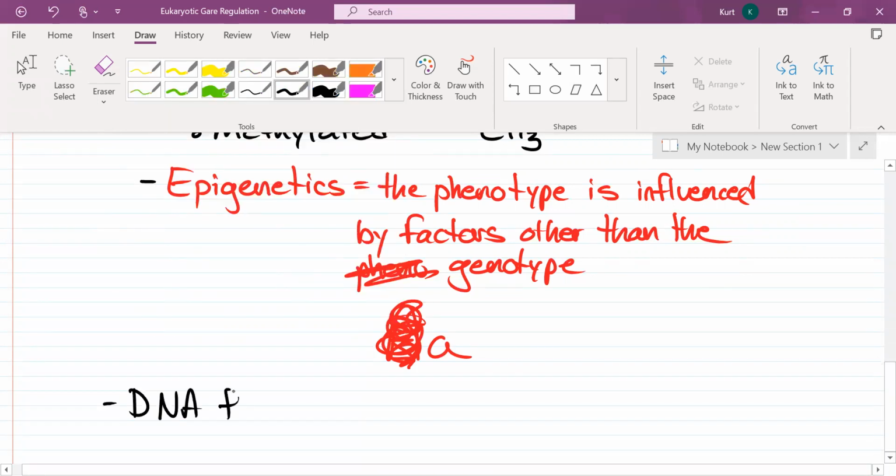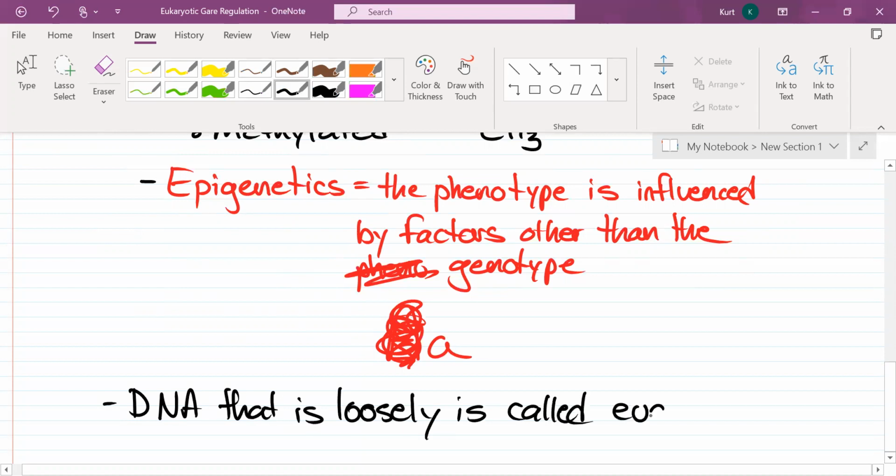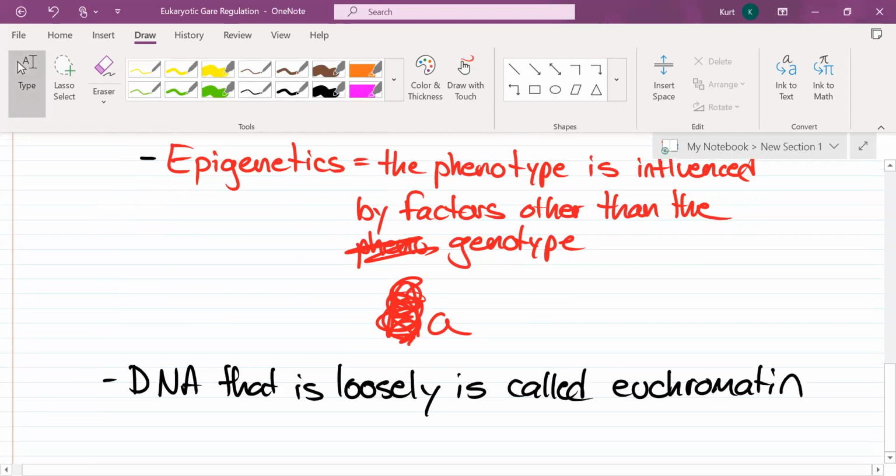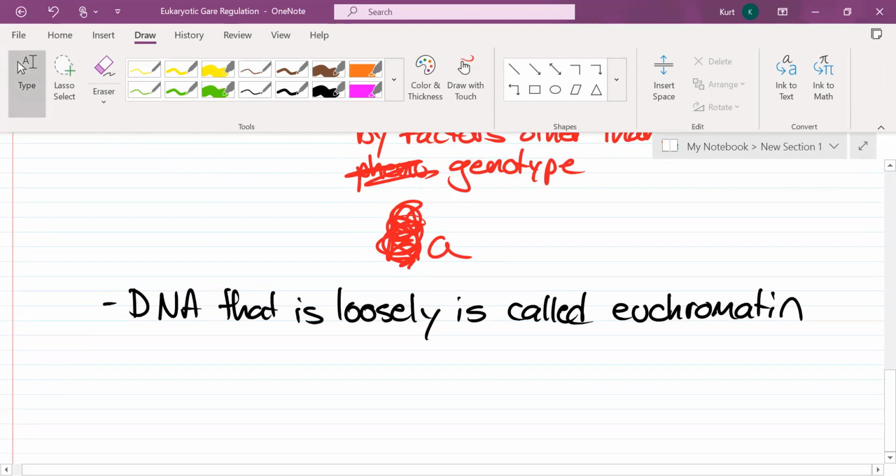DNA that is loosely packed is called euchromatin. And no one has been able to tell me this today, despite the fact you all have taken this on your Latin tests. What does EU mean? You see it in eukaryote? Jasmine? It means true. This is true chromatin. DNA that is loosely packed can be expressed.